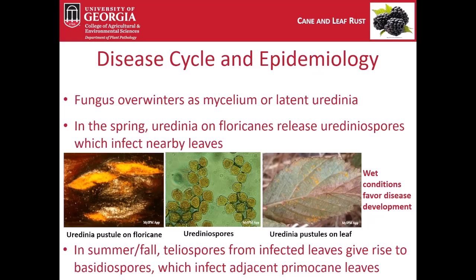In terms of the disease cycle, the fungus overwinters as mycelium or as latent uredinia, and in the spring, these uredinia on the floricanes release those spores and they infect nearby leaves. You can see the spores here; they're a little less round and more likely to be pointed or a little more triangular than the spores from the orange rust fungus. Wet conditions, which again we have plenty of, favor disease development. Then in the summer and the fall, you have the other spore stages which infect adjacent primocane leaves.